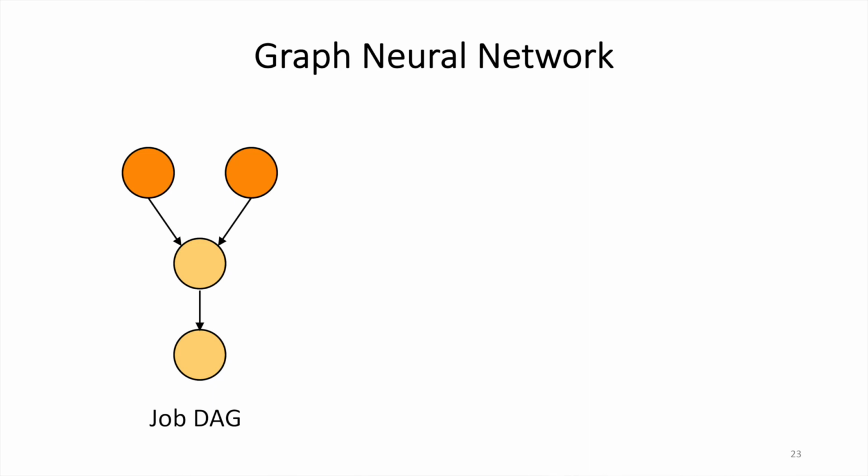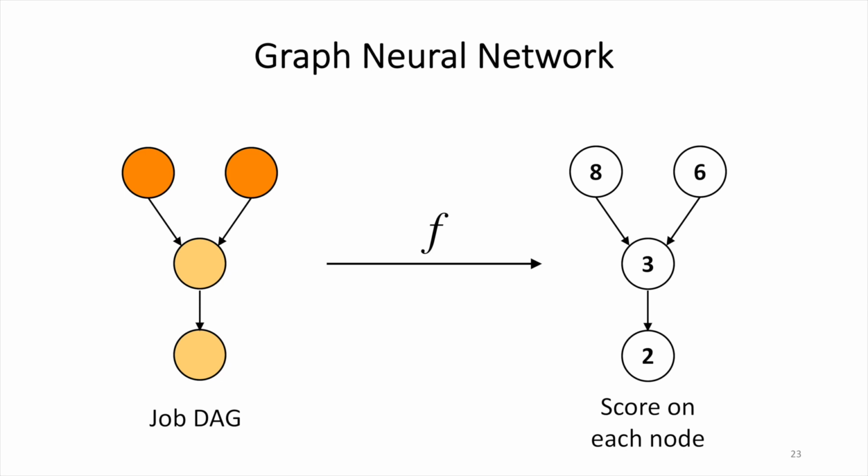To do this, we adopt the idea of graph neural network. In the interest of time, I cannot go into the details, but the high-level concept is that a graph neural network can express multiple functions over the graph, like assigning a score for each node. What makes graph neural network scalable is that the function is broken into small local operations everywhere in the graph. In our paper, we also describe how we customize graph neural network for our scheduling application.